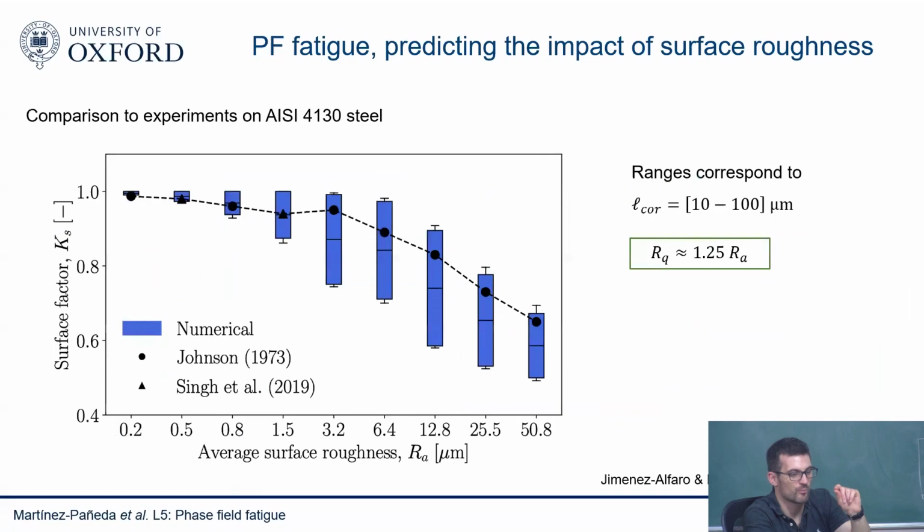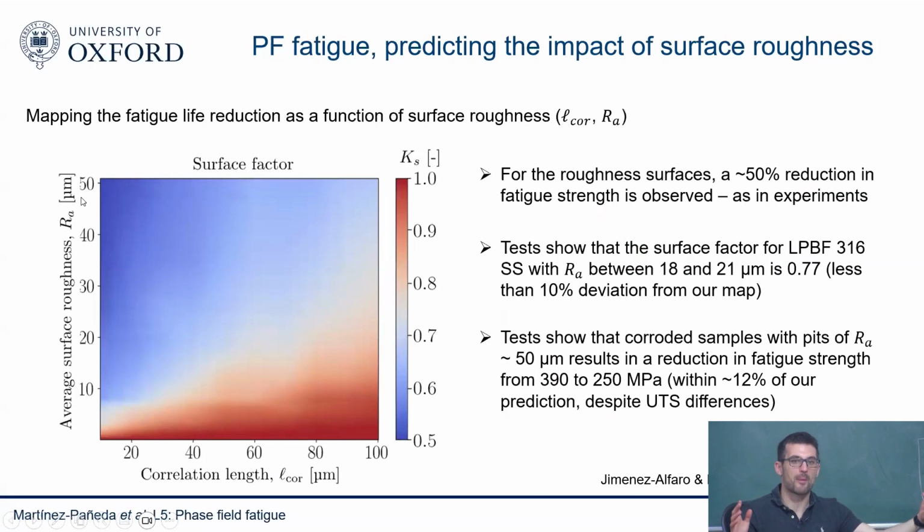And as you can see here, the prediction with experiments, even though there's a bit of a scatter because of running multiple simulations, and because here we didn't know from the experiments which was the correlation length, we seem to be capturing quite well the data. And importantly, we can build these sort of maps where we can tell what is the degradation in fatigue life that you're going to get.